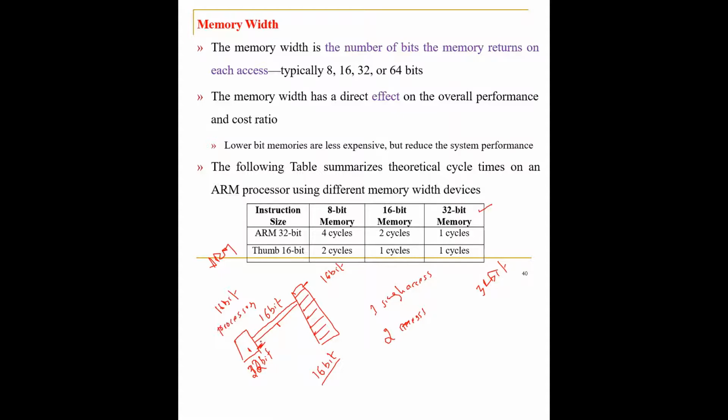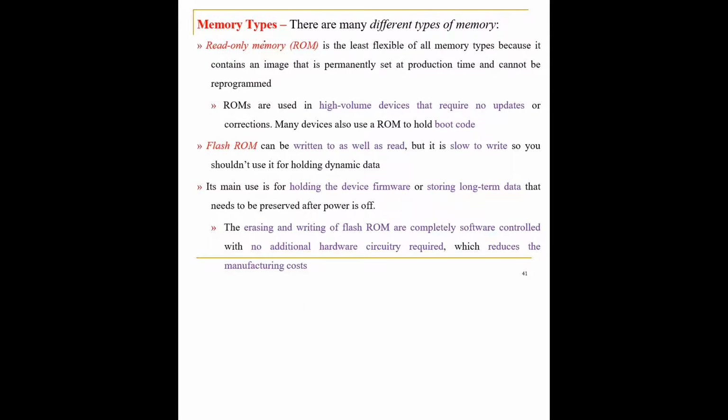That is regarding the memory width. So we have studied the memory hierarchy and we have also studied the memory width of the memory devices we are going to use. The final thing we need to check out is memory types. What are the types of memory normally used in an ARM embedded system?